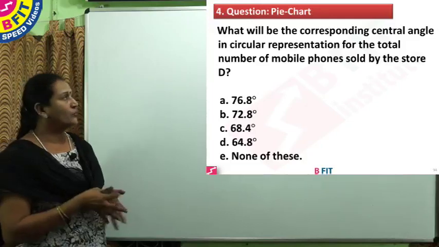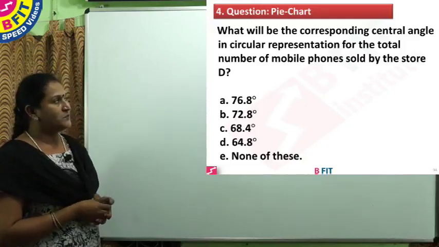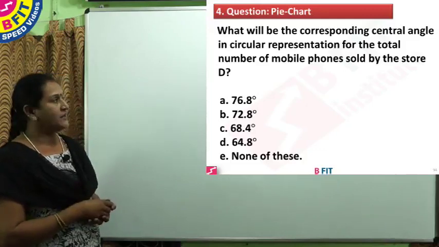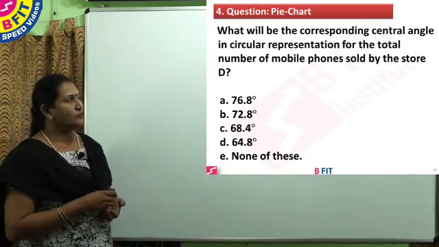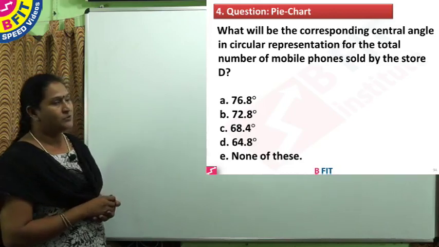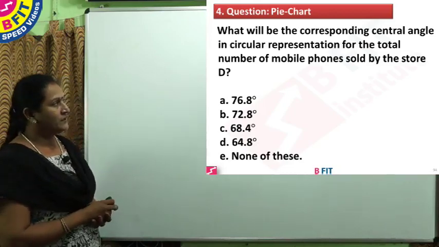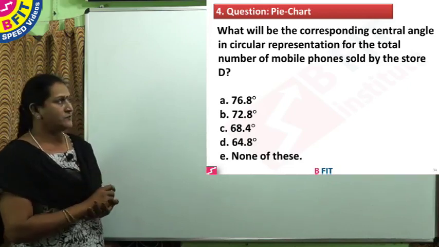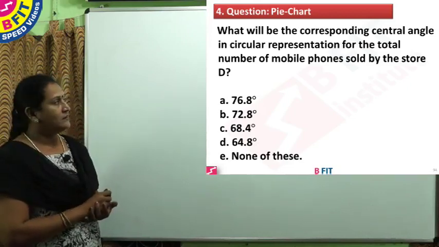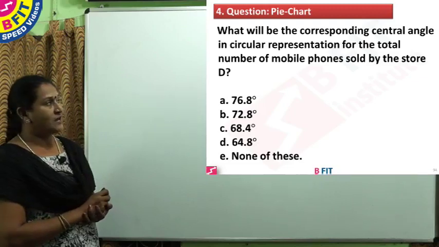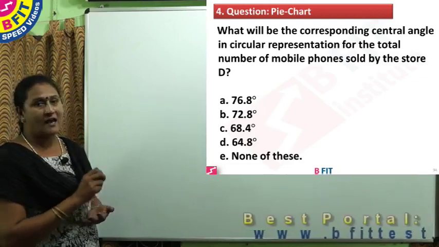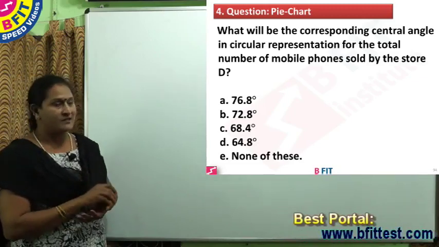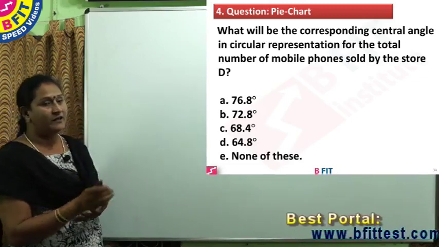So question number 4. What will be the corresponding central angle in circular representation for the total number of mobile phones sold by the store D? So here in this pie chart we have only percentage wise distribution. We are asked to find angle distribution. So we are asked to find the corresponding angle. So as we have total 360 degrees, this percentage should be given in degree format.